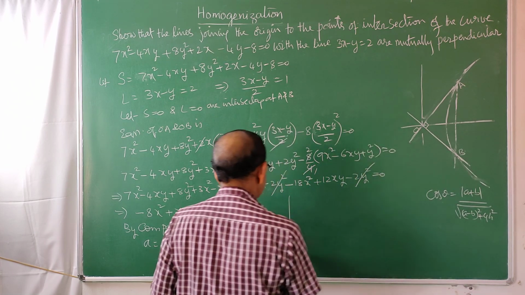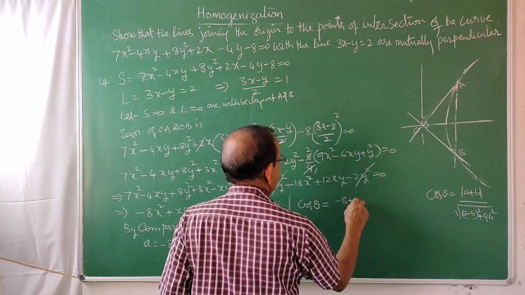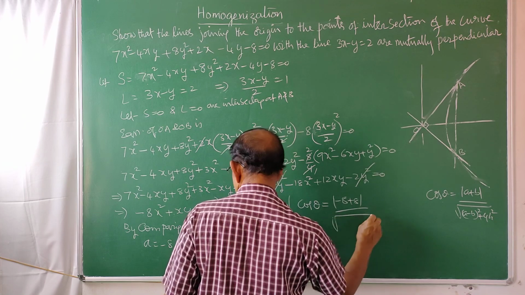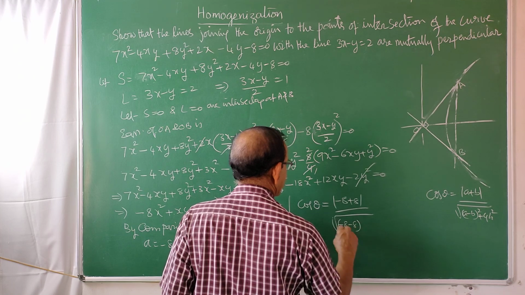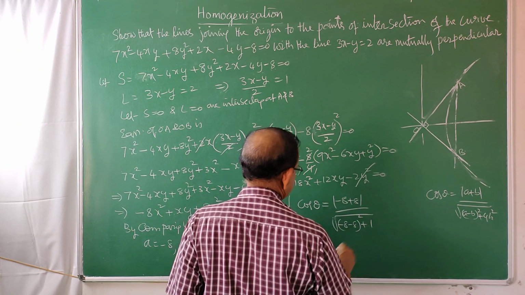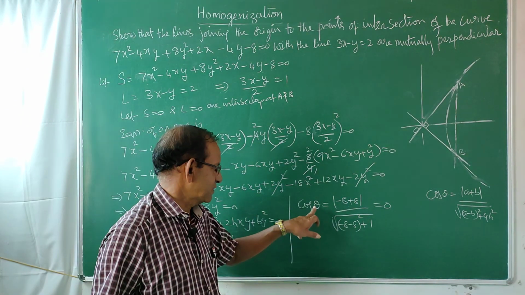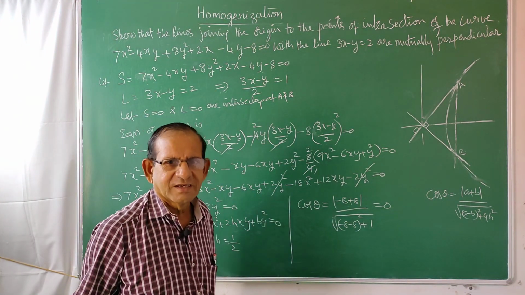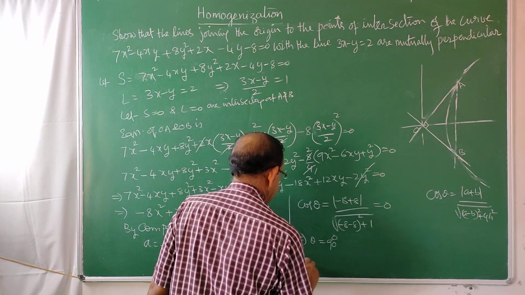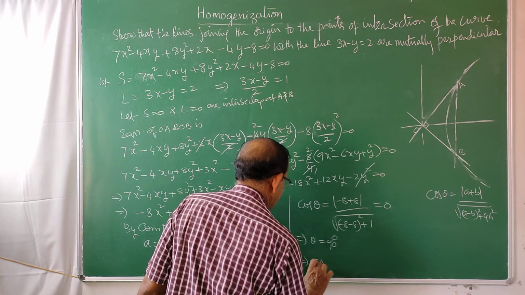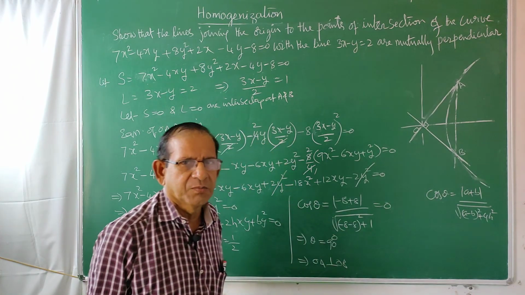So what is cos theta now? a plus b, minus 8 plus 8, by root of (a minus b) whole square, minus 8 whole square, plus 4 into 1 by 4, that is 1, but the numerator is 0. So 0 by something, that is 0. So cos theta is equal to 0 means theta is 90. That implies theta is equal to 90 degrees. That implies OA is perpendicular to OB. That means these two lines OA and OB are mutually perpendicular.